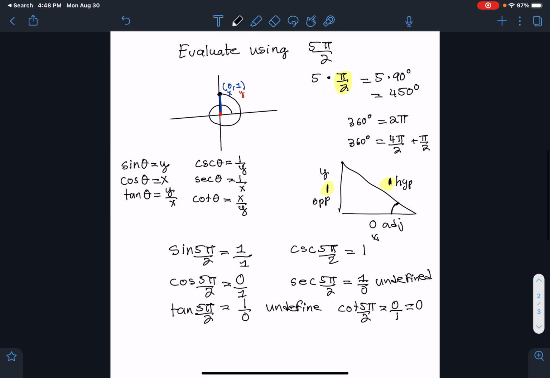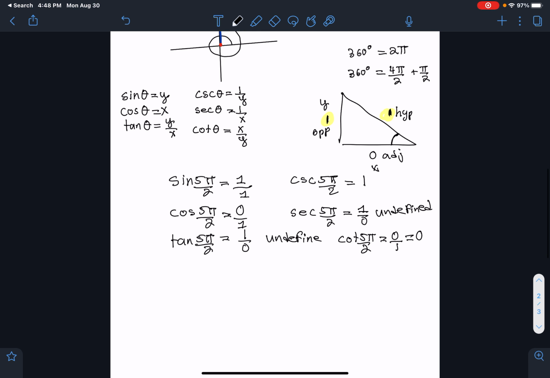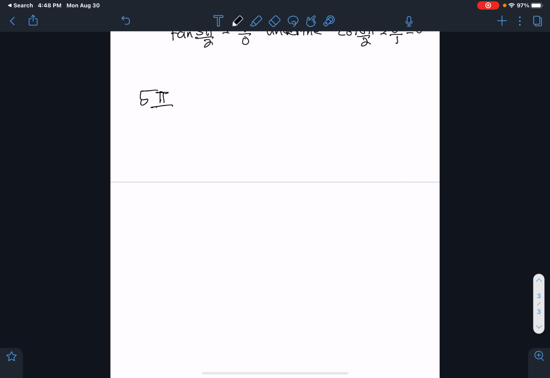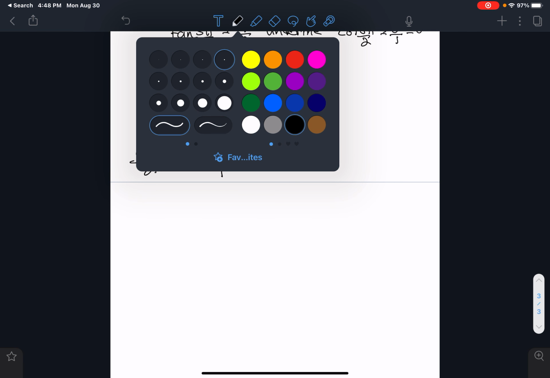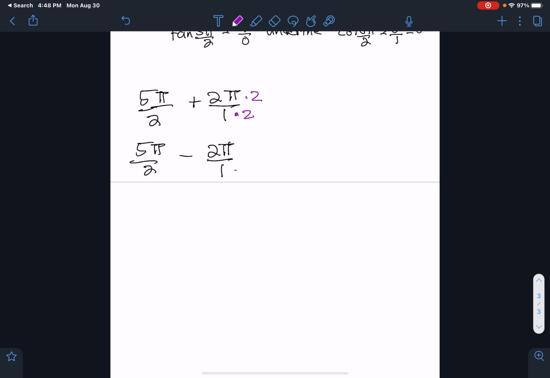Just to have some fun with this, let's go ahead and do coterminal angles. So if you have 5 pi over 2, coterminal angles just means rotating around another time and landing in the same spot. So if I wanted a positive coterminal angle, I would just add 2 pi. If I want a negative coterminal angle, I would just subtract. Put this over 1, multiply by 2, and you get 5 pi over 2 plus 4 pi over 2, which is 9 pi over 2. And then here you would get 5 pi over 2 minus 4 pi over 2, which gets you pi over 2.